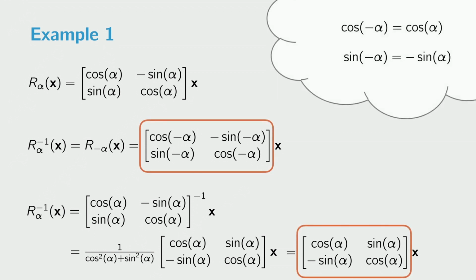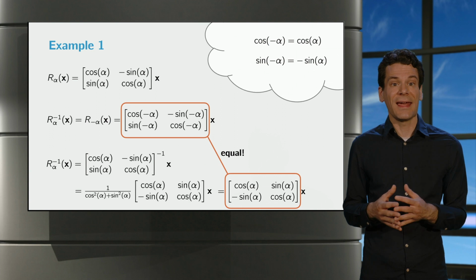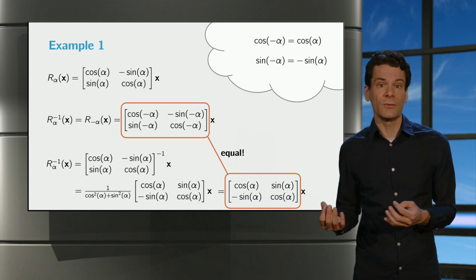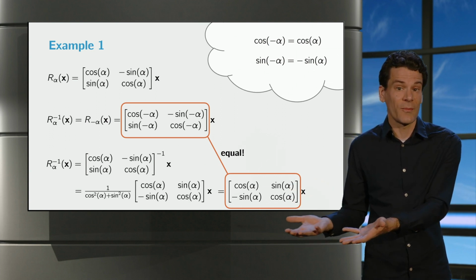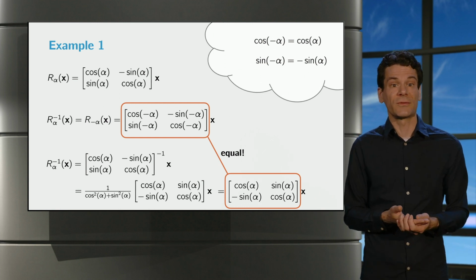Well, remember these identities for the sine and the cosine. From these it follows that the matrices are indeed equal, as they should be. You see that the theorem enables us to relate the geometric point of view, where we use the properties of the linear transformation, to the algebraic point of view, where we use the properties of the standard matrix.